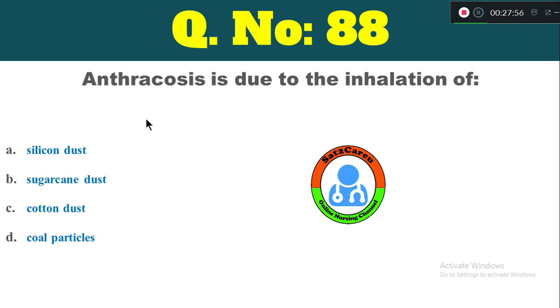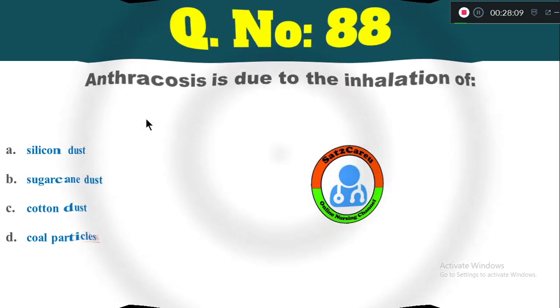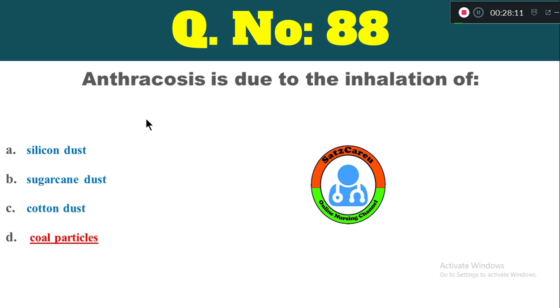Anthracosis is due to the inhalation of option A, silicon dust, B, sugarcane dust, C, cotton dust, and D, coal particles. The right answer is, anthracosis is due to the inhalation of coal particles.